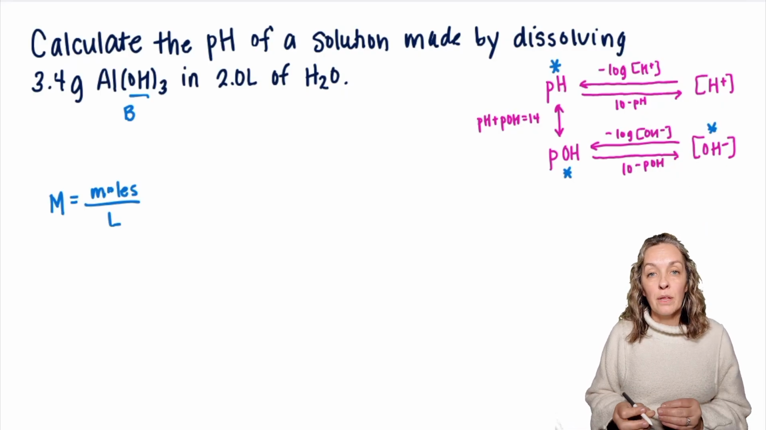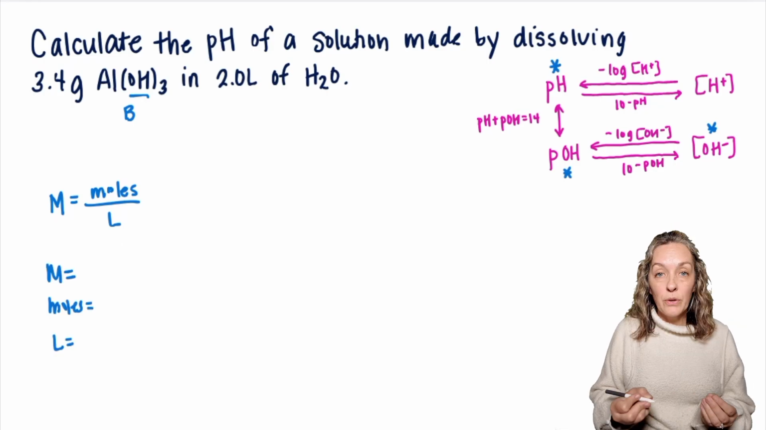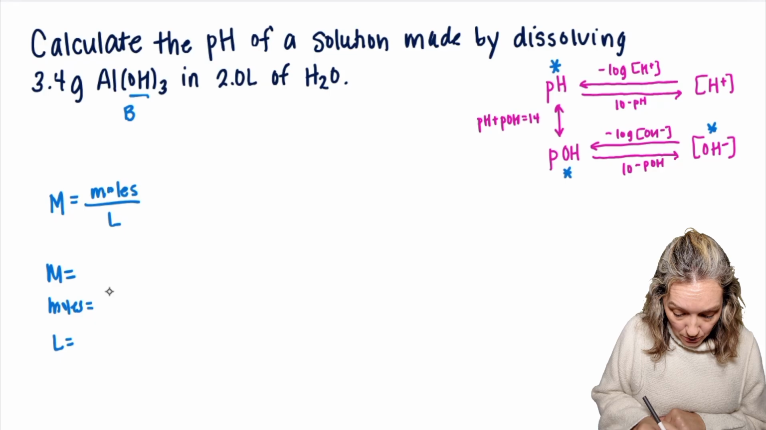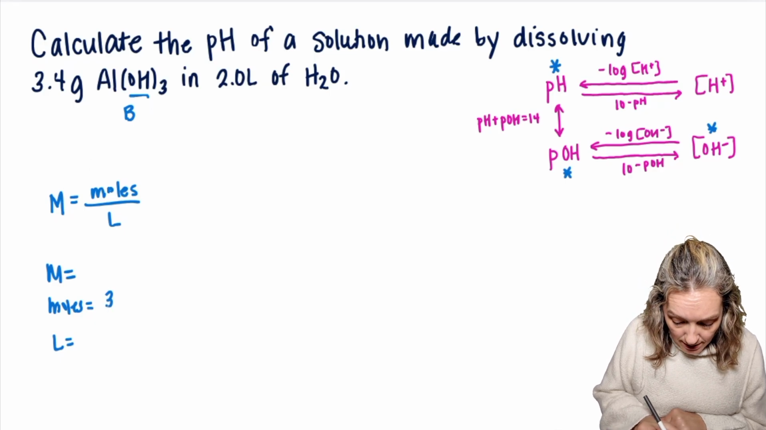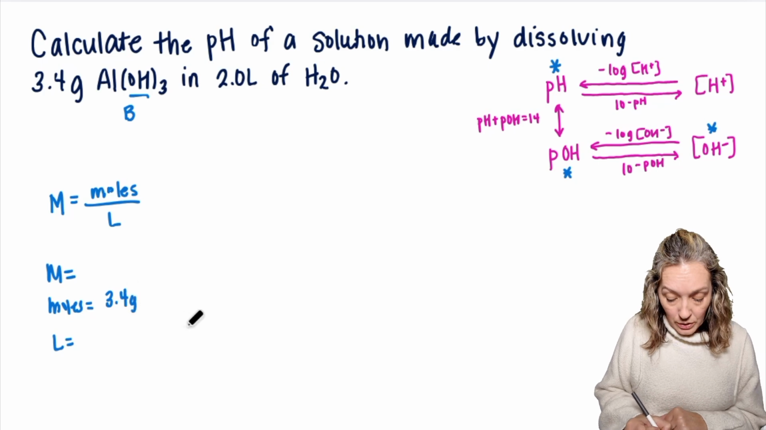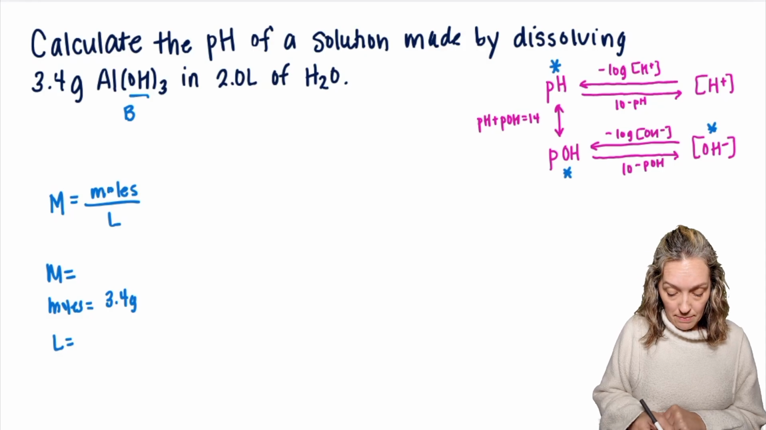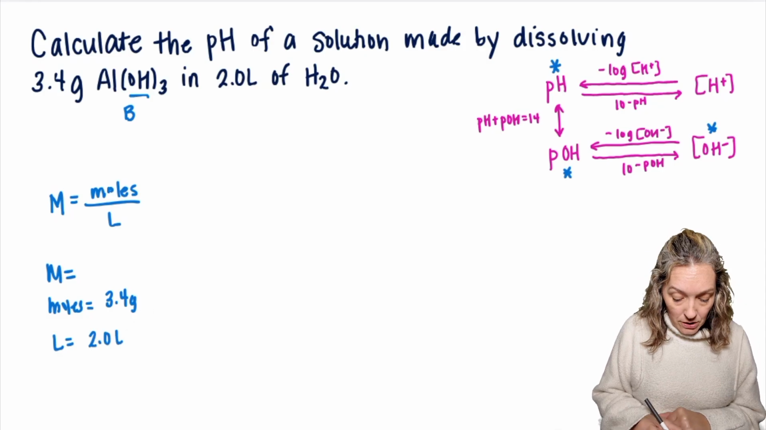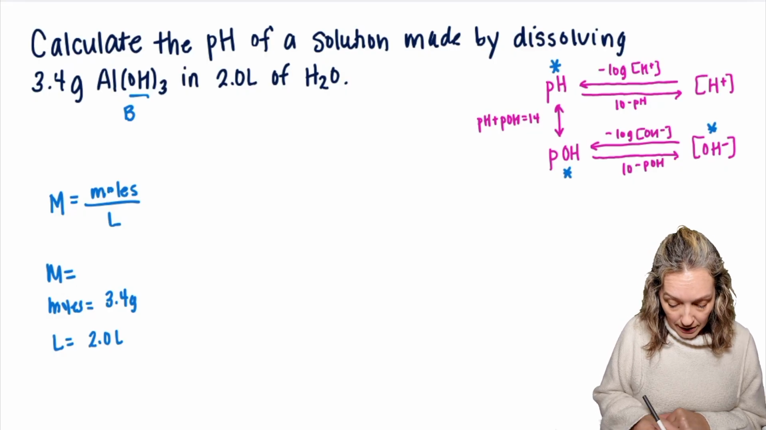It's important to remember that we can calculate molarity by taking our moles over our liters. I am going to list all of the variables that I know from the problem. I know that I have 3.4 grams of aluminum hydroxide. That 3.4 grams will connect to moles, but I'm going to have to do a conversion prior to using my equation. My liters are 2.0. If I know moles and I know liters, I can solve for that last unknown variable, which is my molarity.